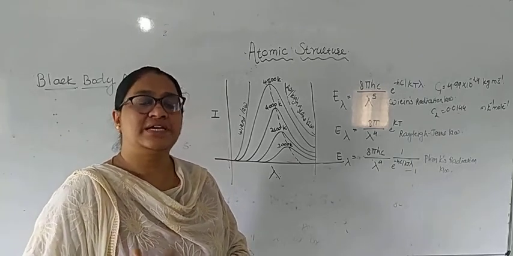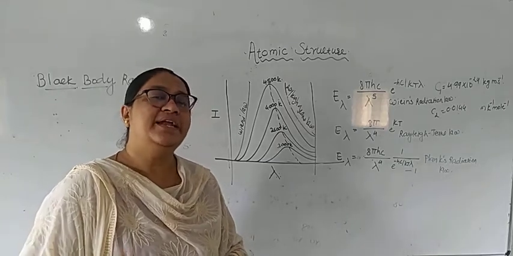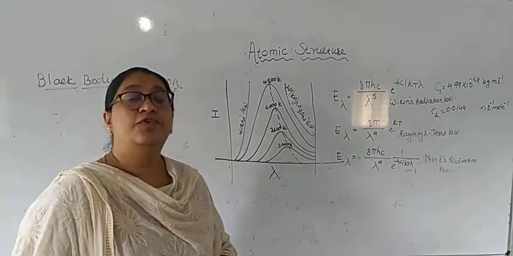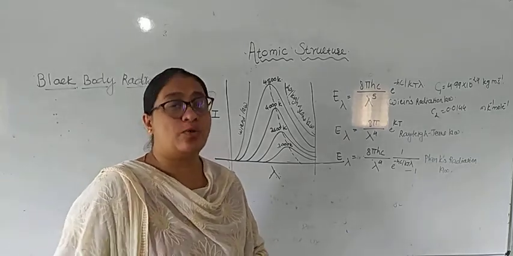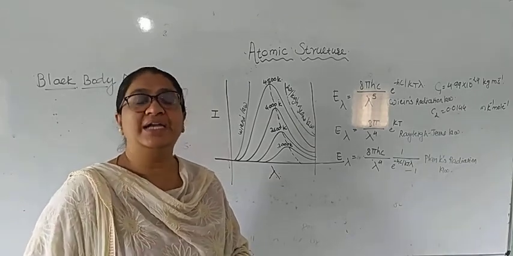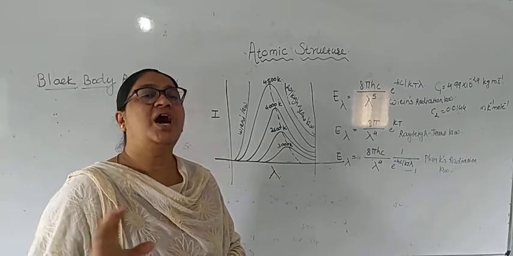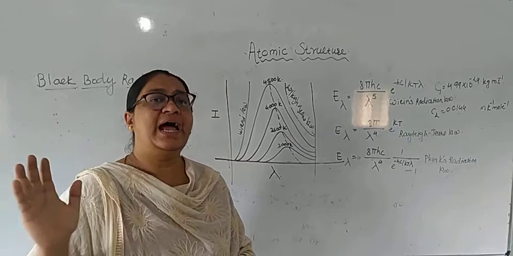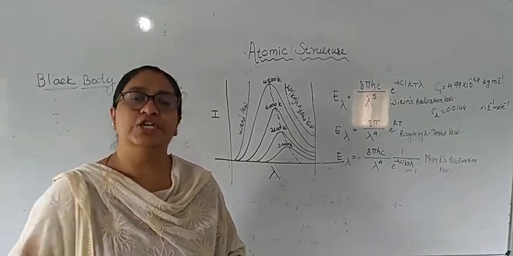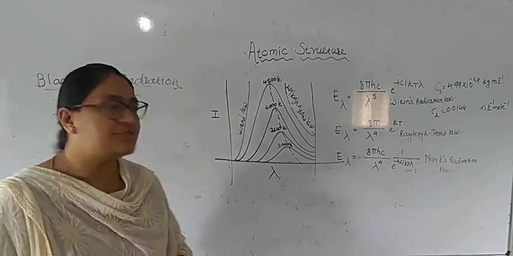Classical mechanics said that the radiations given out will be of a single wavelength. But when it is experimentally observed, it is seen that the radiations given out are of different wavelengths, and the energy is distributed unevenly through these radiations. Their wavelengths are different, so obviously their energies are also different.